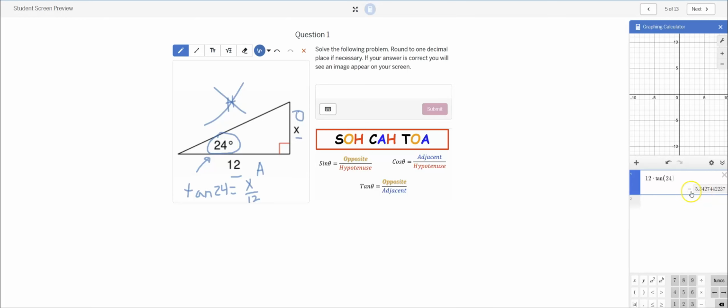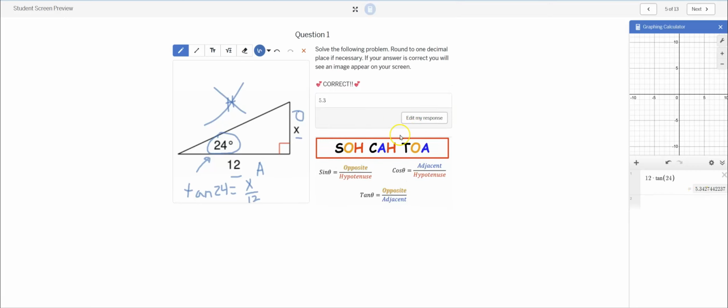Now I get 5.34. This one says round to 1 decimal place, so I'm just going to make sure I round to 5.3, because the 4 would round down. It's not 5.4, it's 5.3. Yay, correct. You will get those wrong if you don't double check your 1 decimal or 2 decimals or whole numbers. So make sure you're checking that in your problem.